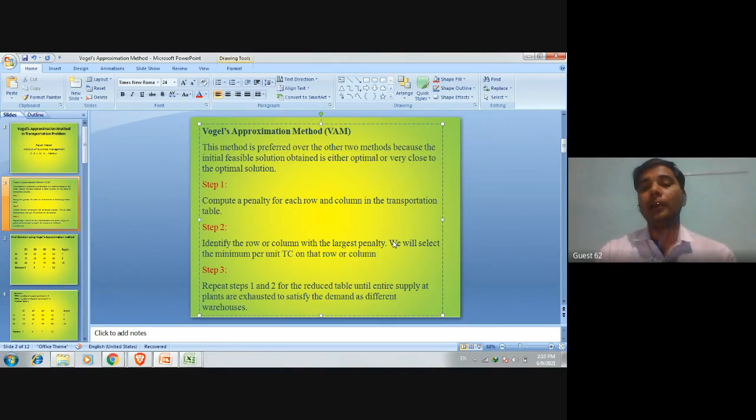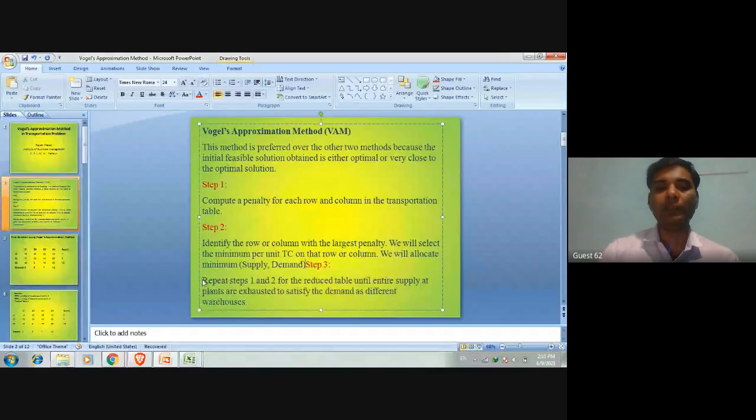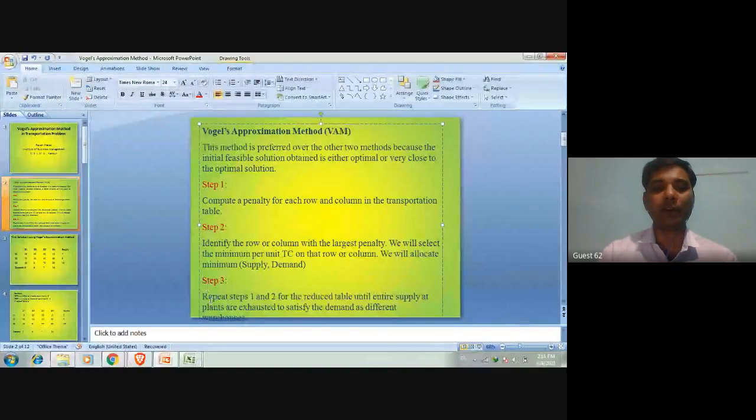Okay, and now we will allocate the minimum of, I write in the bracket, supply, demand. We will allocate the minimum of supply and demand. Means whichever is the minimum, we will allocate. Either it could be supply or demand.